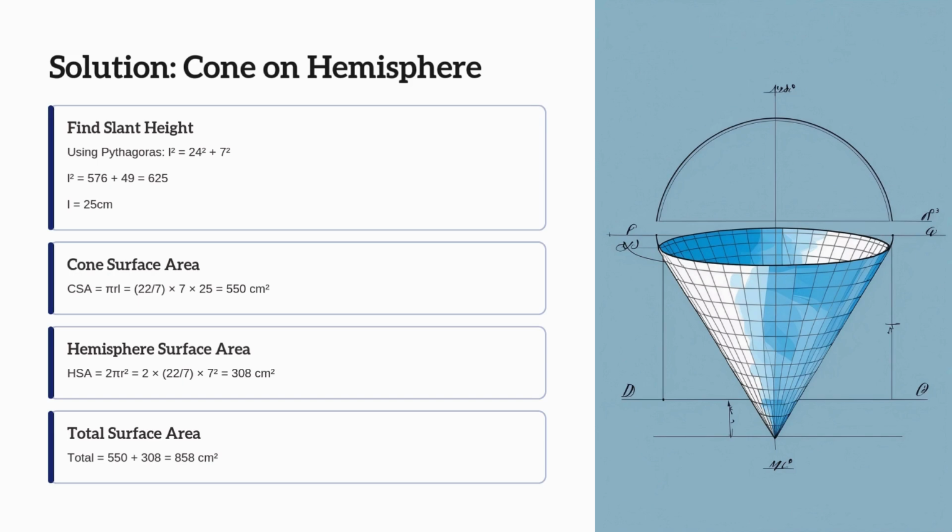Step 4. Total surface area of the structure. Since the circular base is not exposed, because the cone and hemisphere are joined at that circle, the total surface area equals the curved surface area of the cone plus the curved surface area of the hemisphere. So, total surface area equals 550 plus 308. Total surface area equals 858 square centimeters. Final answer. The total surface area of the structure is 858 square centimeters.